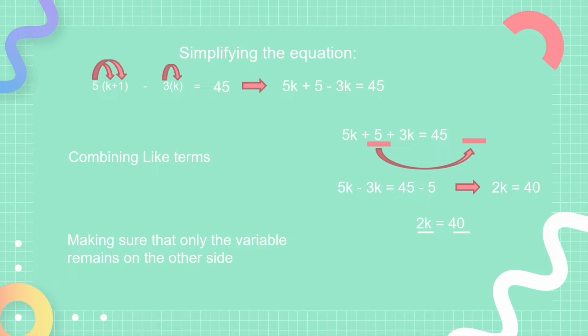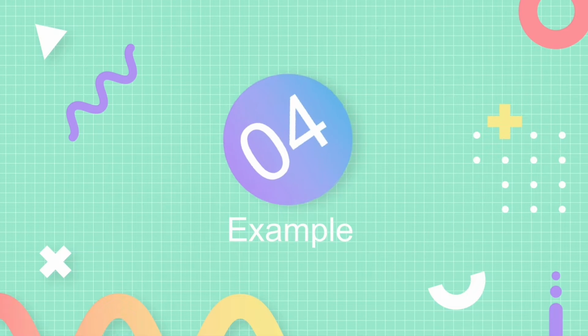Divide both sides by 2 to retain k, and 40 divided by 2 is equal to 20. Therefore, k is equal to 20. Are you now starting to get that feeling that it's easy peasy? Well, here's the next example.